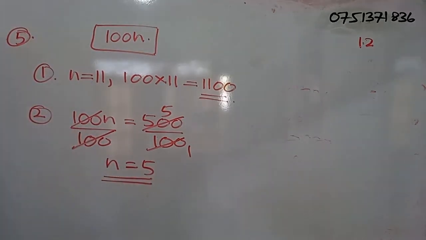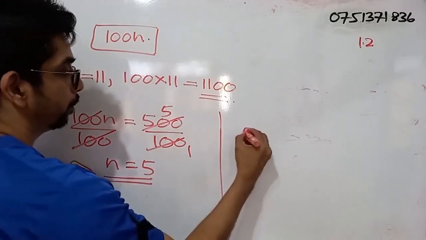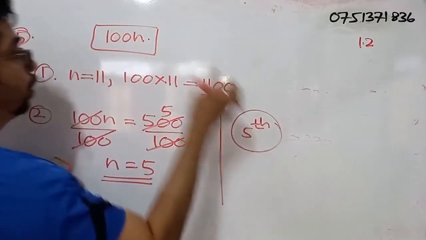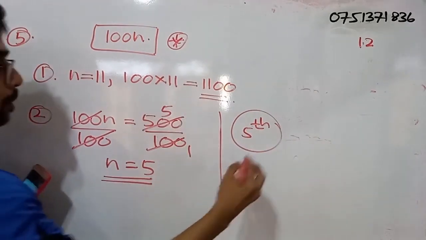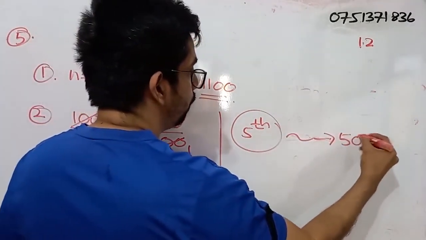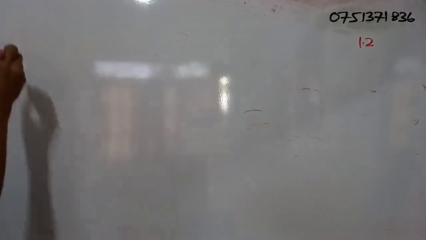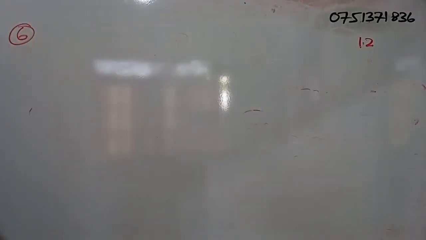If we calculate the fifth term of this number pattern, what will be the value? It will be 500. Right. Question number 6. What is the smallest multiple of 3 larger than 100? Which term is it in the number pattern of the multiples of 3 starting from 3? What is the smallest multiple of 3 larger than 100?